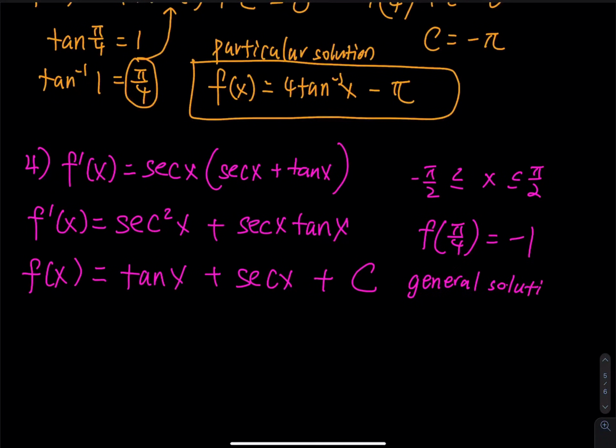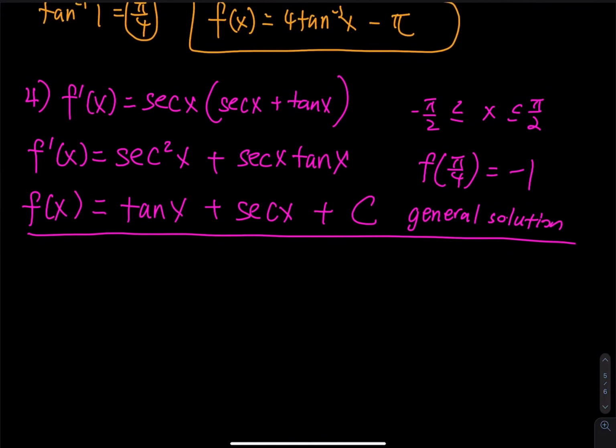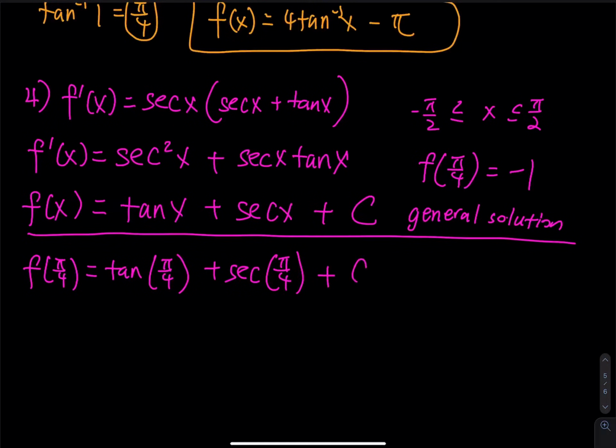This line is called a general solution. Now let's get c. So f of pi over 4 is equal to tangent of pi over 4, which is equal to 1, plus secant pi over 4, plus c equals negative 1. So tangent pi over 4 is equal to 1. This is a c, this is a negative 1.